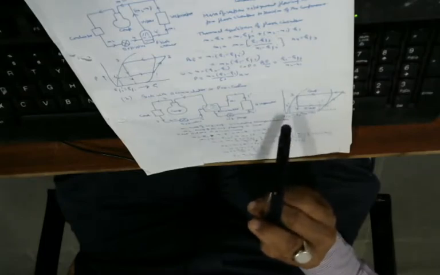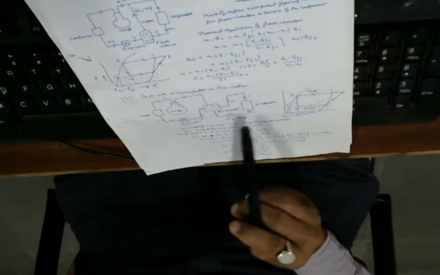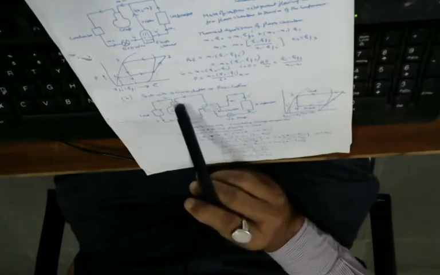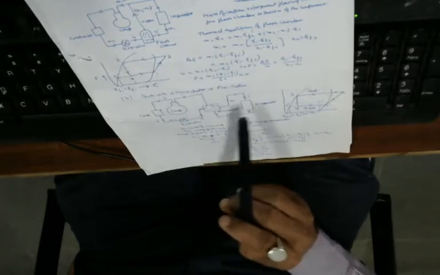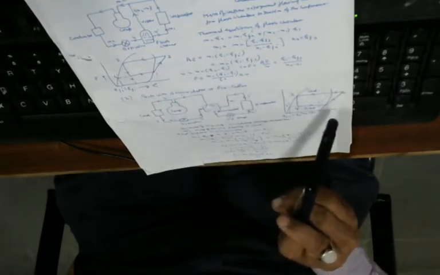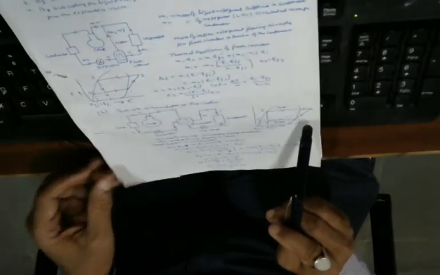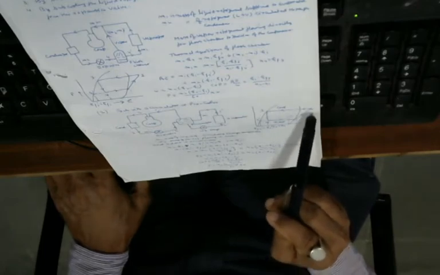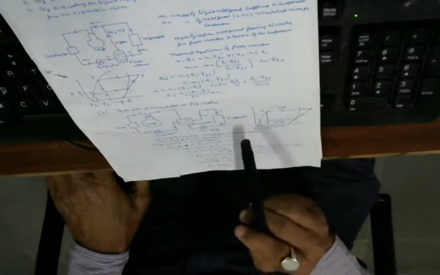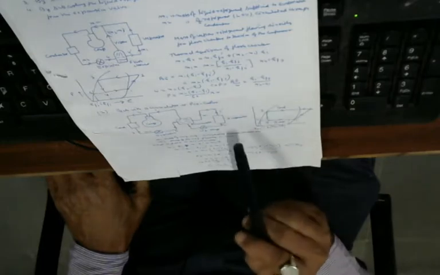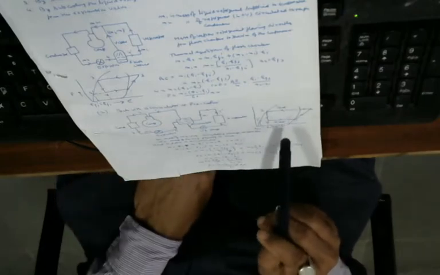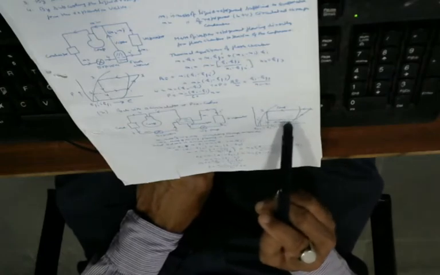1 dash, 1 dash, 1 dash. That is the refrigerant which is going to the compressor and coming out of the evaporator. Then from 1 to 2 compressor work, and 2 to 3 your condenser work, 3 to 4 expansion work, and 4 to 1 that is your evaporator work, evaporation work. So in that way the cycle is completed.